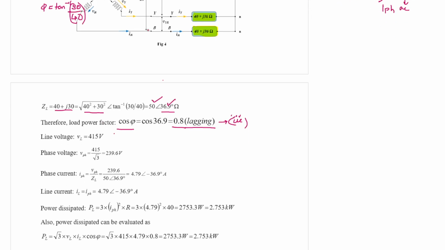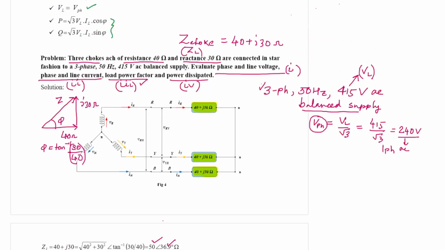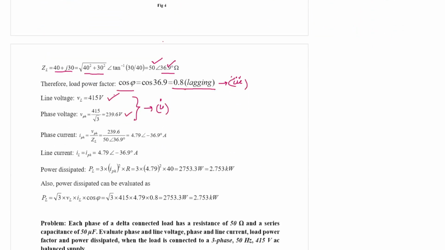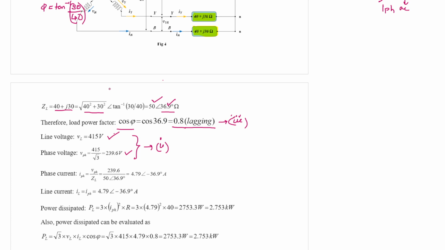Now as already explained, line voltage is 415 volt. Phase voltage becomes 415 by root 3, it is 239.6. So it is almost 240 volt as already explained. So this gives you the answer of the first parameter, phase voltage and line voltage. Line voltage is 415 volt and phase voltage is line voltage by root 3, which is 239.6 volt.